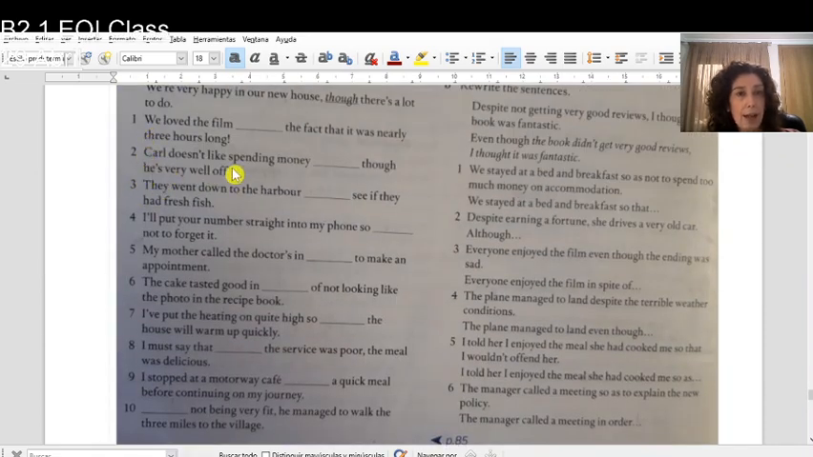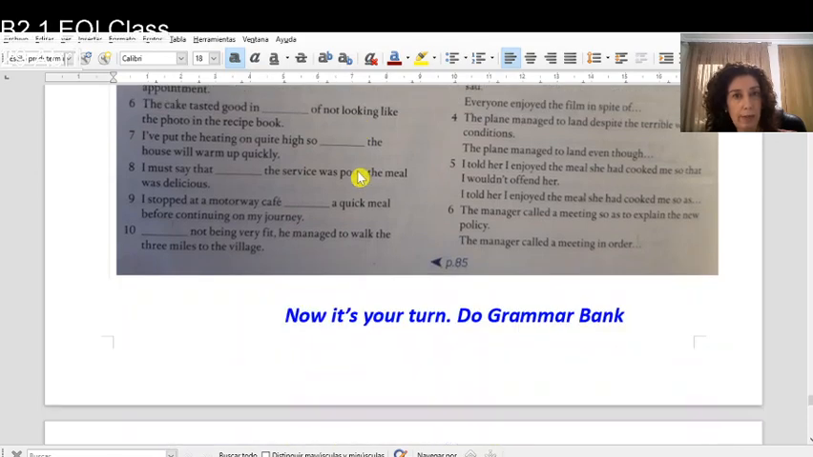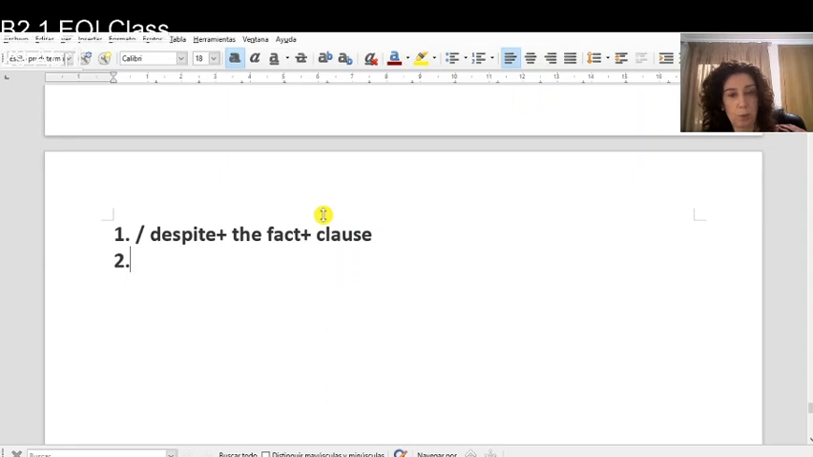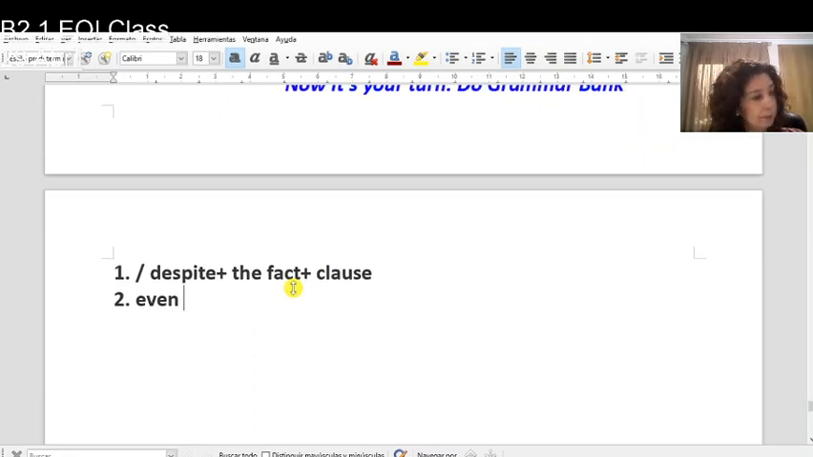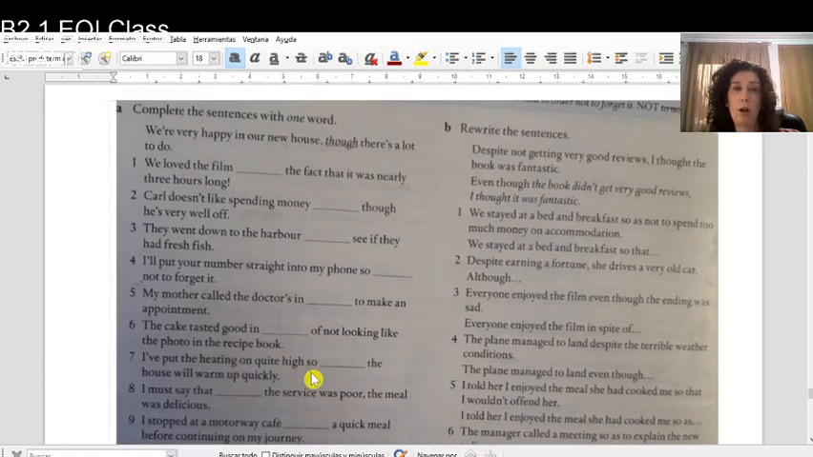Number two. Carl doesn't like spending money, though he's very well off. No le gusta gastar el dinero, aunque está adinerado, una persona adinerada. Está a mitad, está el though, ¿qué le faltará? Even though. Very good. Porque el even tiene que ir con el though. Entonces faltaría even. Yeah? And you have to finish it for homework.